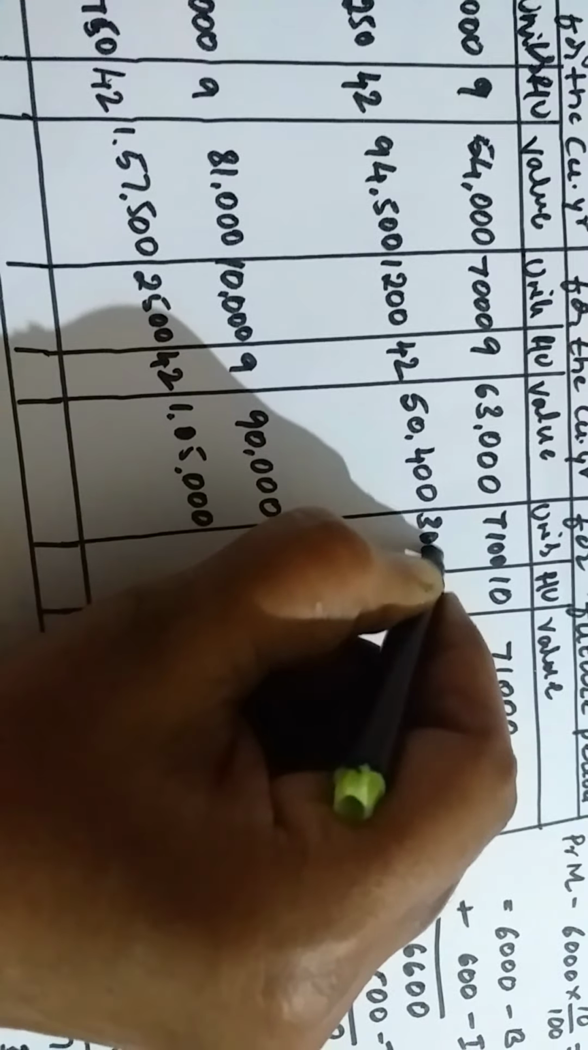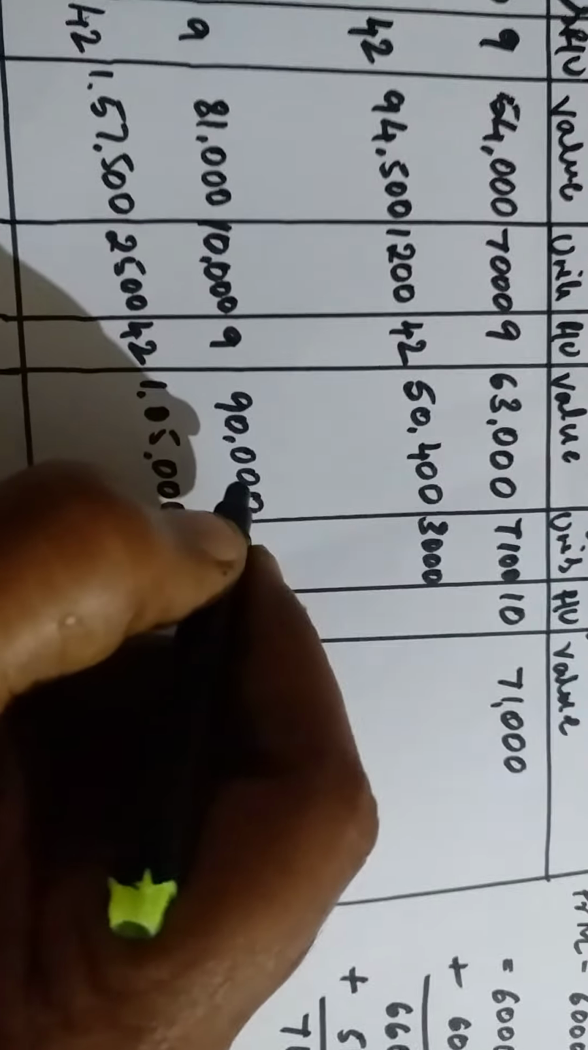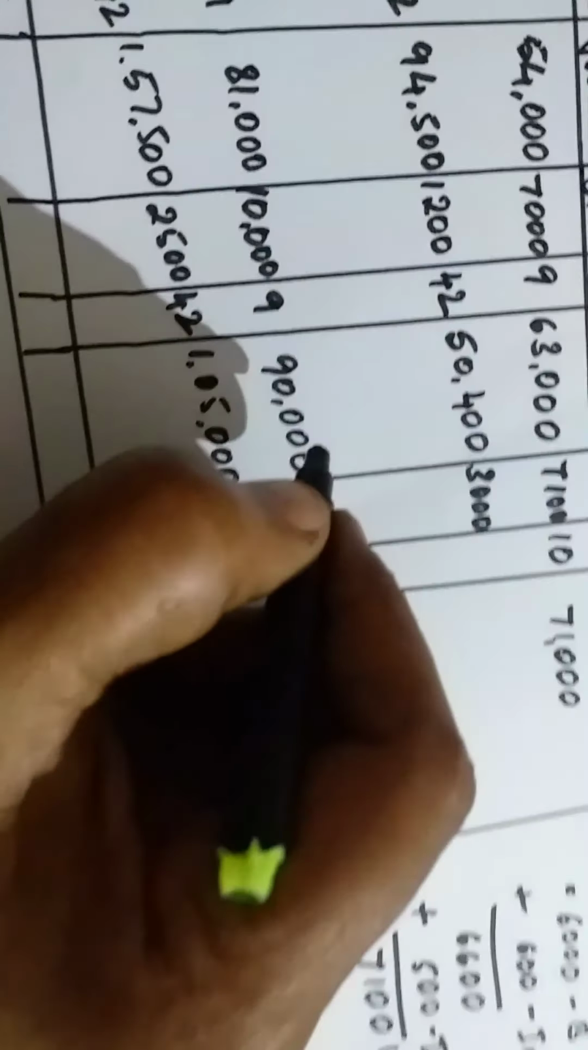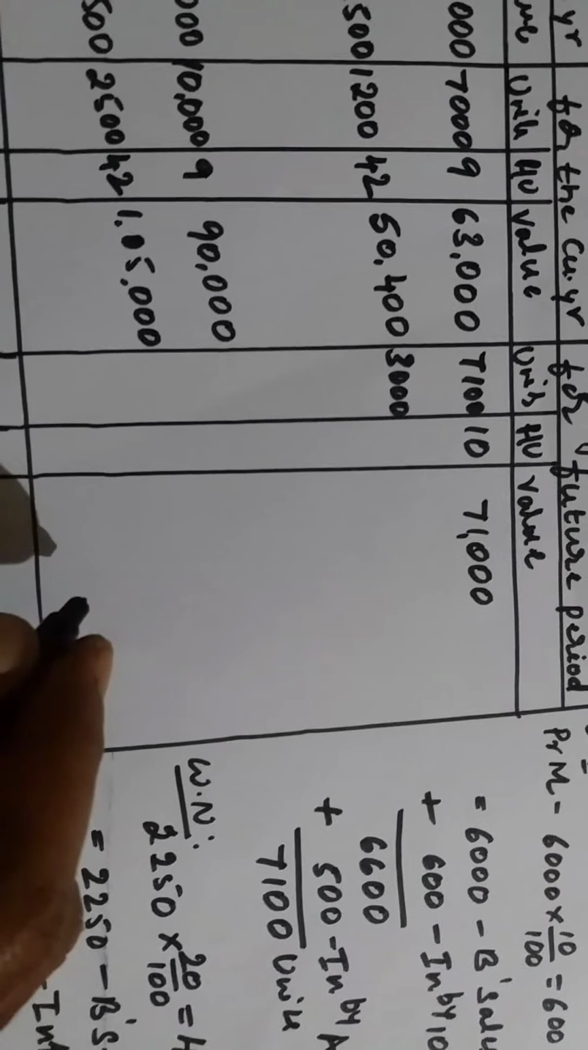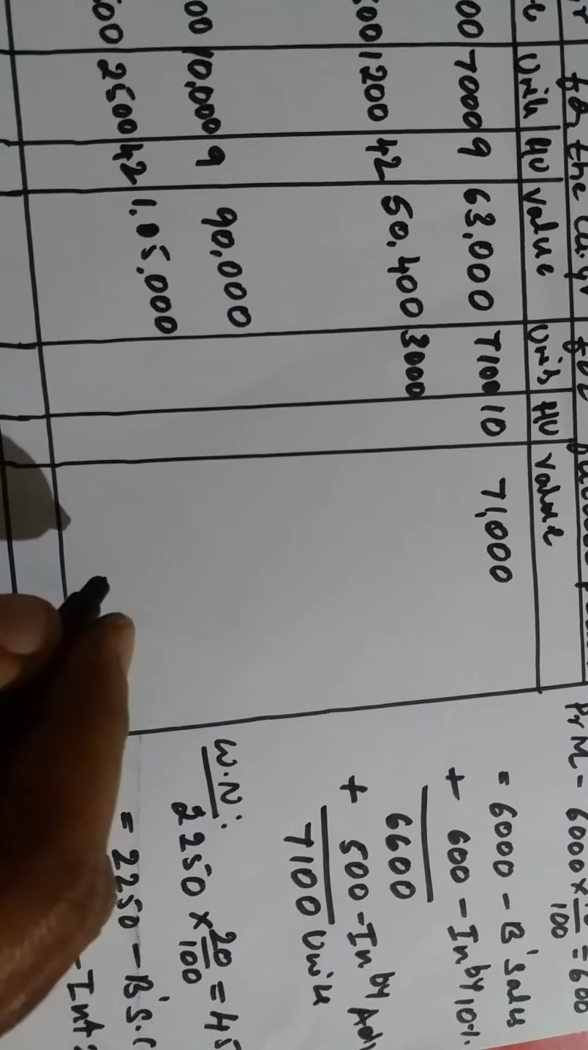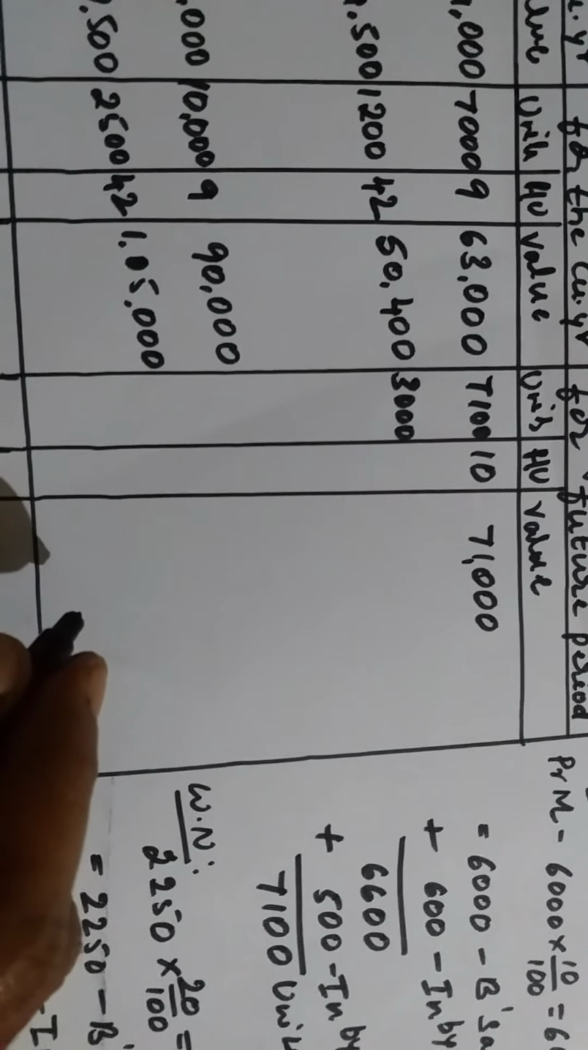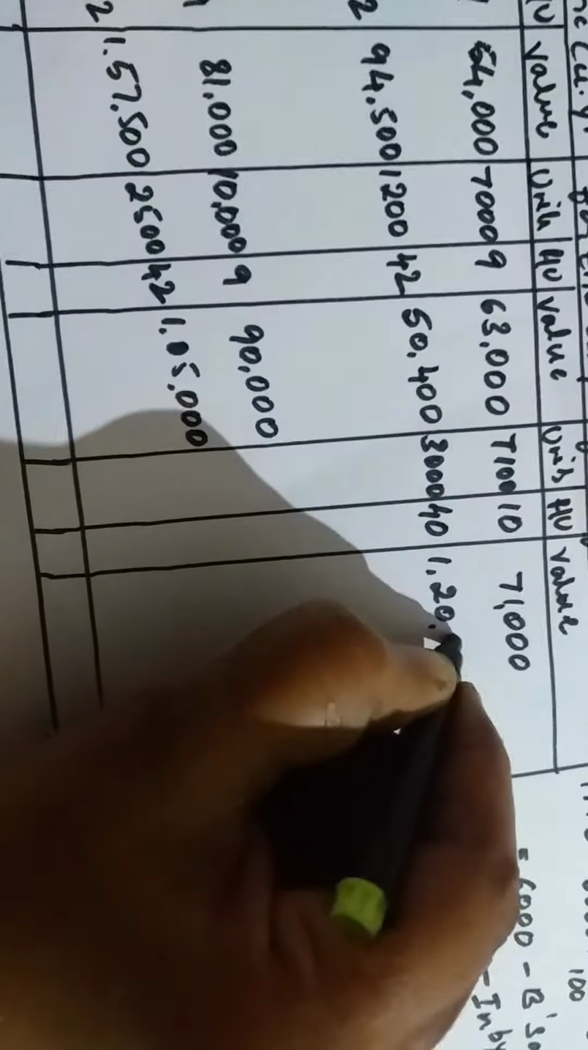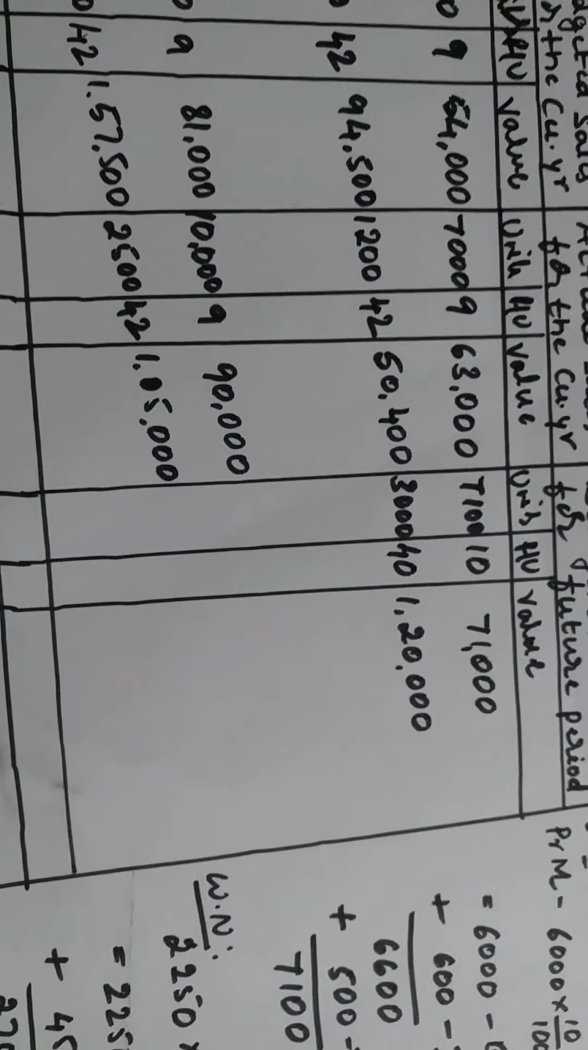So take up that 3,000 units. And the selling price was 42 rupees earlier, as it is mentioned in the problem. Have a look in the problem. Instead of 42 rupees, it is going to be decreased by 2 rupees. So the rate per unit for the budgeted sales for the future period is 40 rupees. So 3,000 into 40 rupees, the value comes to 1,20,000.